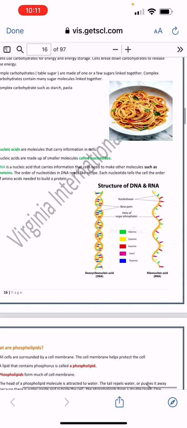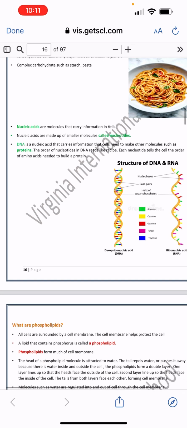Okay, so let's go for the last thing, which is nucleic acid. Nucleic acid is the DNA. First, you have to know that the nucleic acid is made of small molecules called nucleotides, and the nucleic acids are the molecules that carry information of the cell. Like the DNA is carrying the information that the cell needs to do everything.